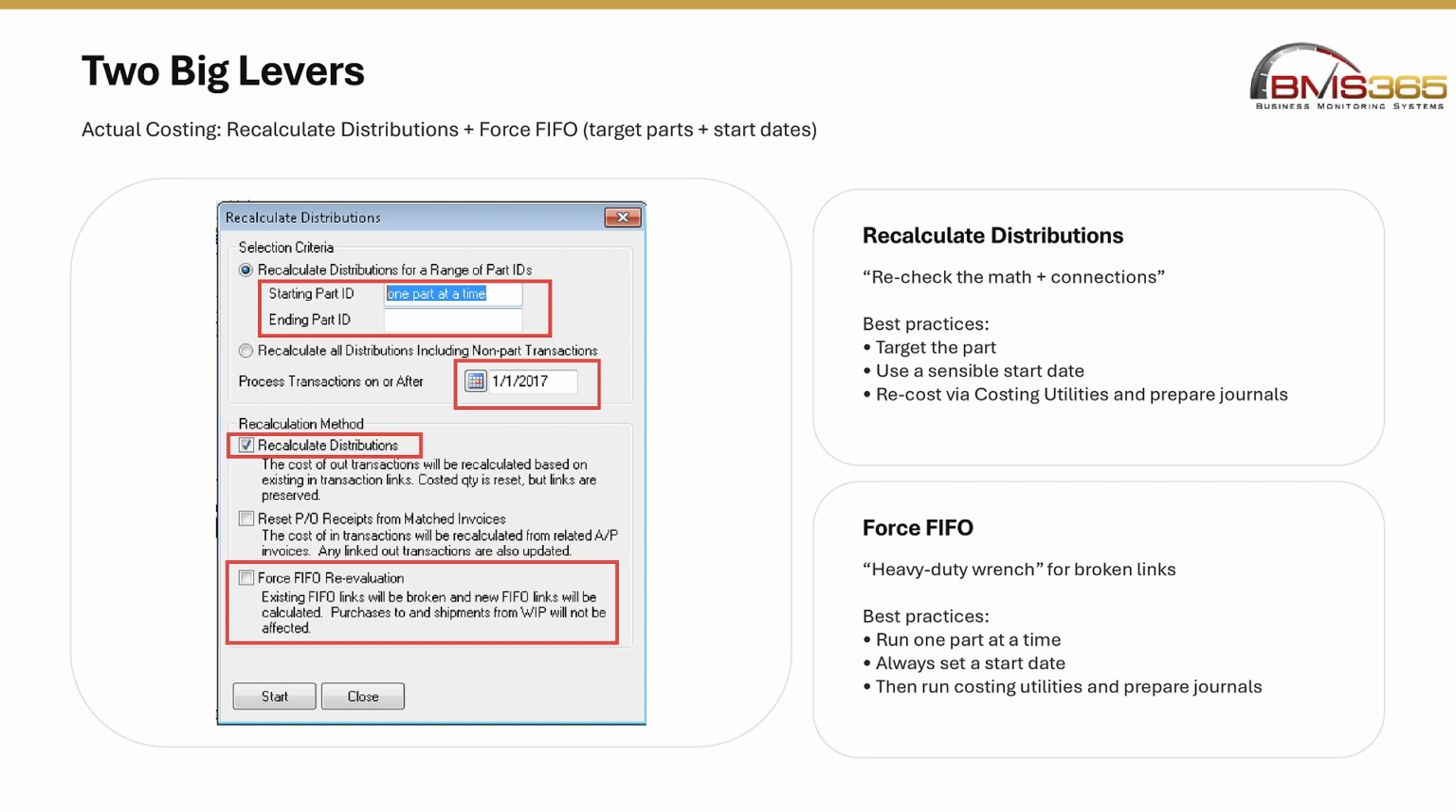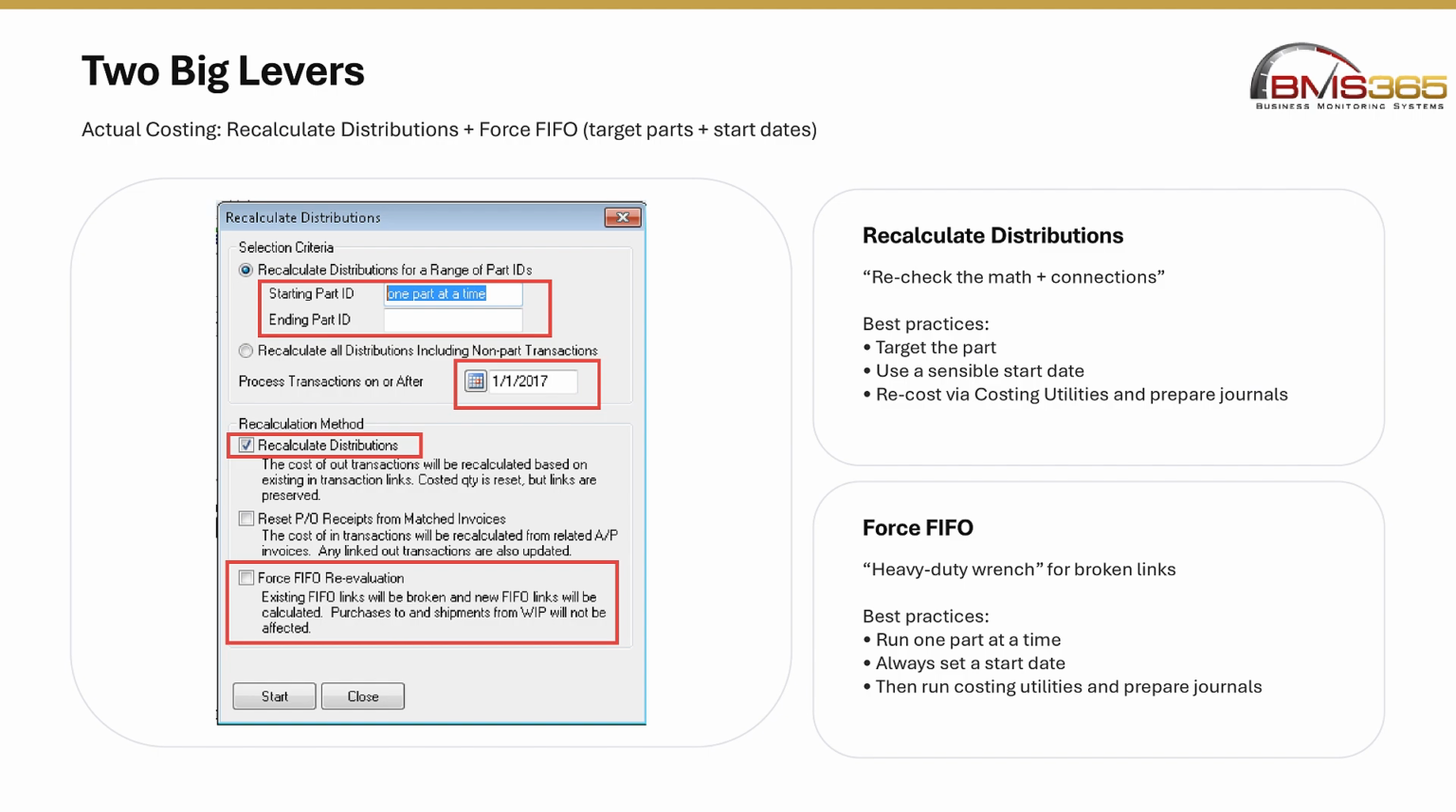The second big lever is Force FIFO. This one is a heavy-duty wrench. Force FIFO rebuilds links between in and out transactions and reassigns costs when links are broken or costs aren't flowing through properly. Best practice, run Force FIFO one part at a time whenever possible and always set a start date. After that, you typically run costing utilities and prepare journals so the recalculated costs flow through cleanly. Force FIFO can straighten the pipes, but you still need to turn the water back on and check for leaks.